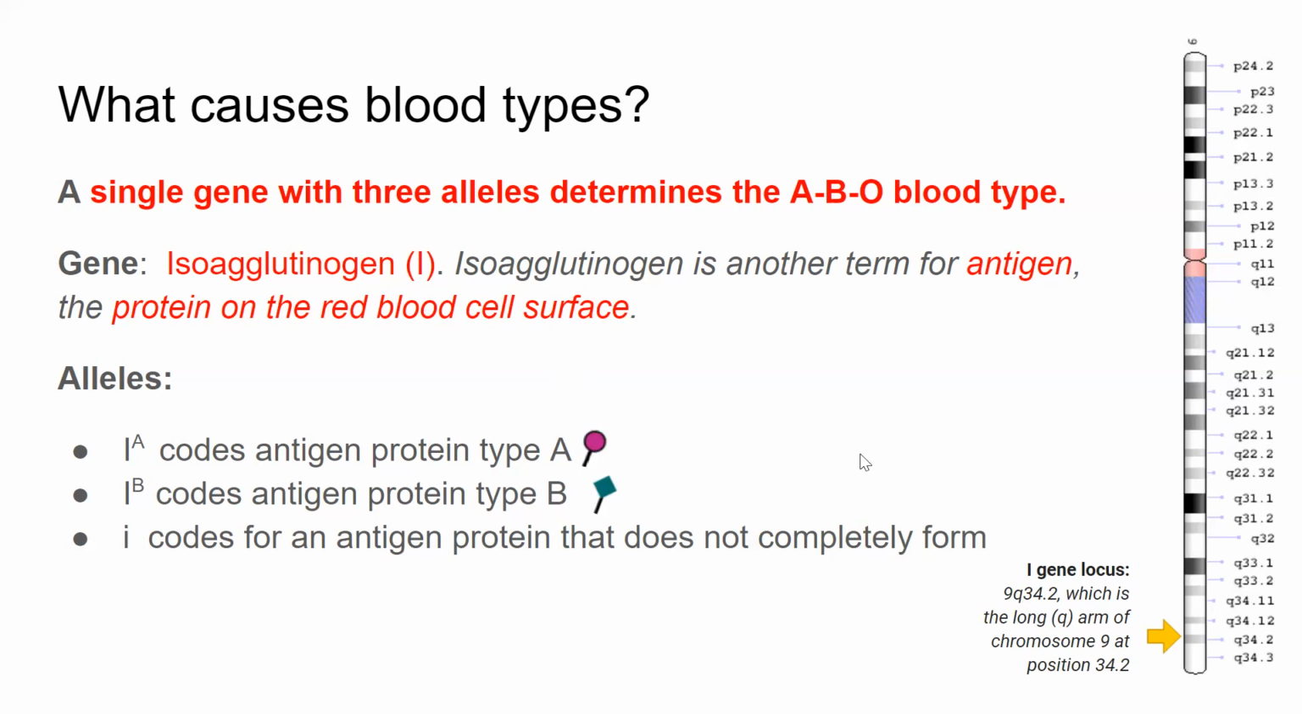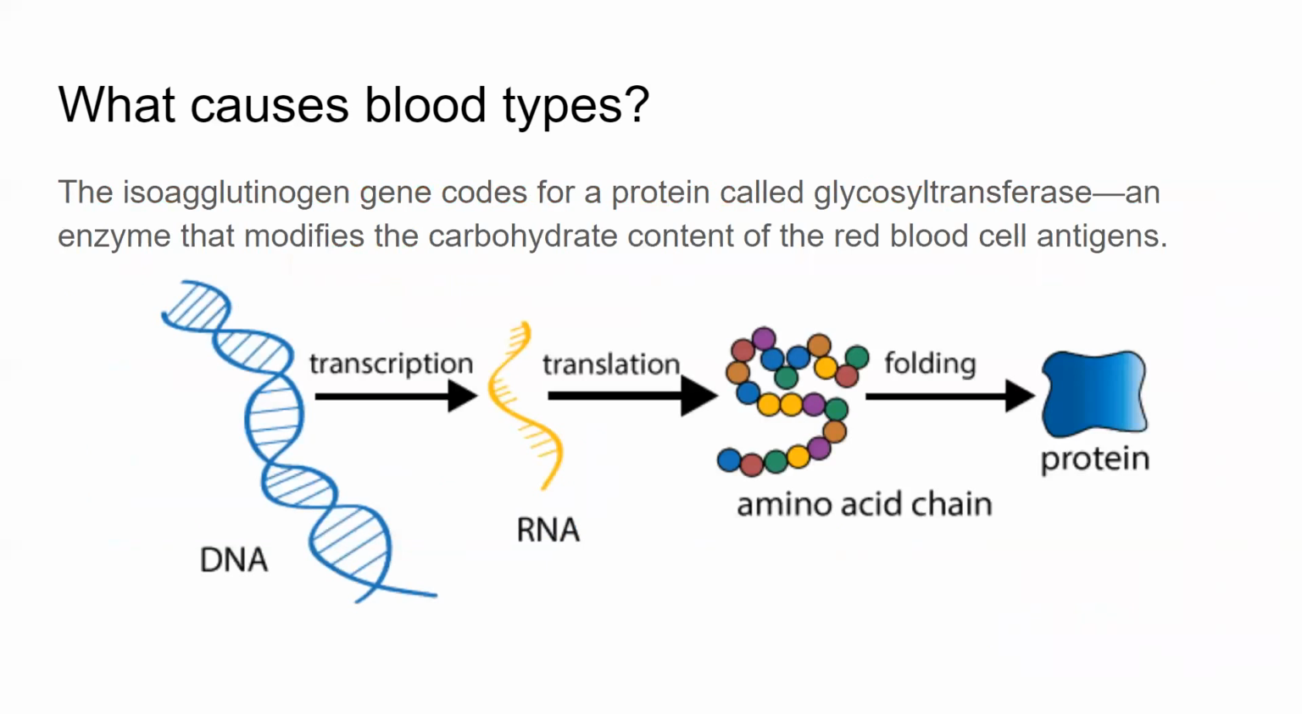Here you can see the locus, the gene locus is all the way down on chromosome 9 at the very bottom. So the isoagglutinogen gene codes for a protein called glycosyltransferase, an enzyme that modifies the carbohydrate content of the red blood cell antigen. Don't worry about that detail.